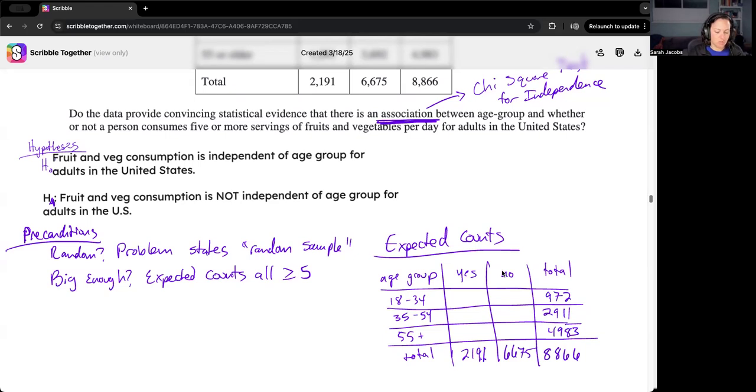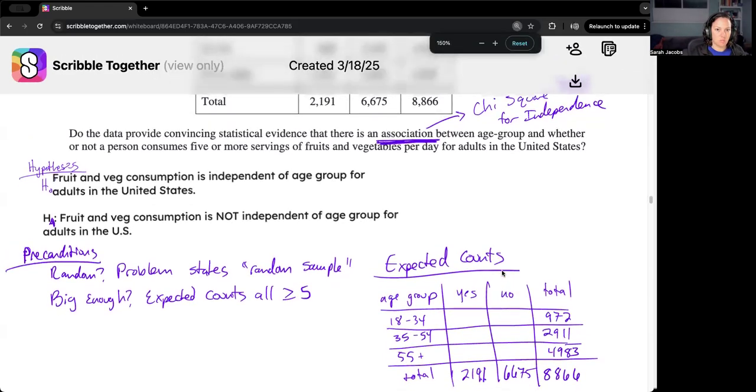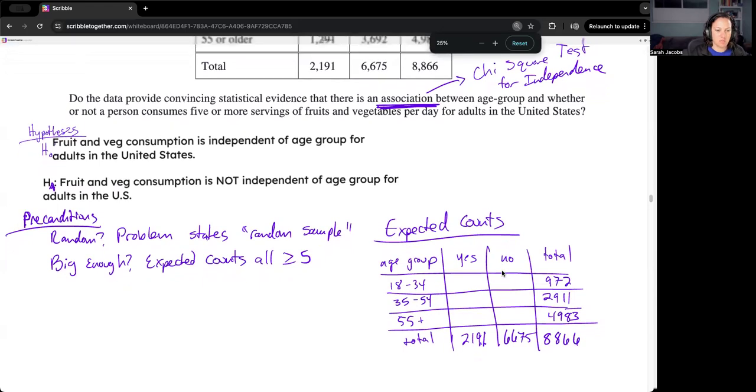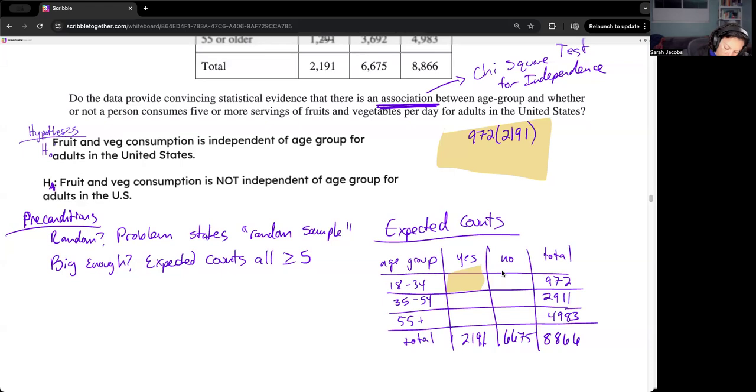Okay. So again, can I zoom on this? I wonder. Nope. Less helpful. Okay. So expected count is row total times column total over total total. So for this particular box, I'll just do that up here and then I'll just fill the rest in. So row total is 972 times column total 2191 all over total total 8866. And when you do that, you get about 240.2.